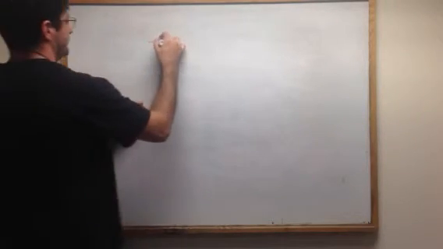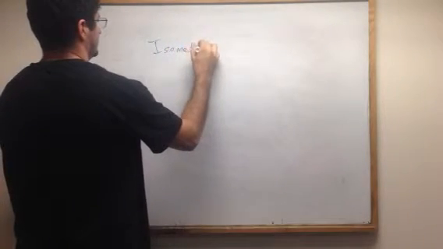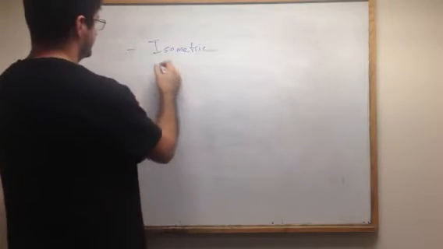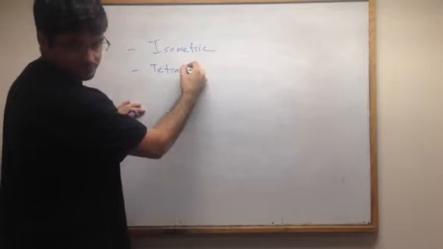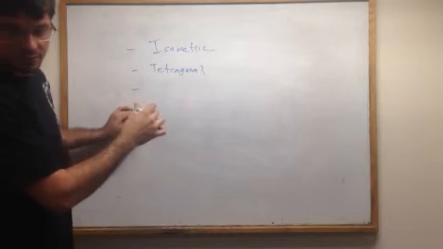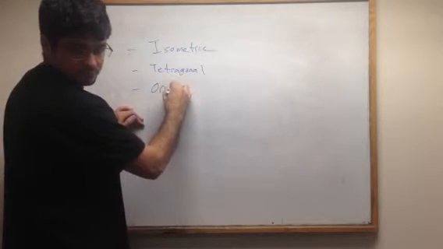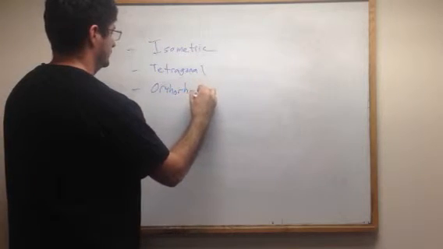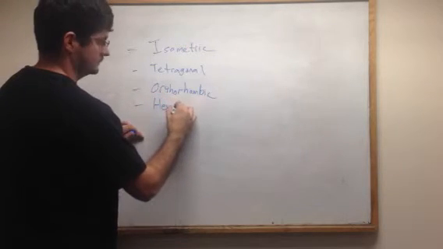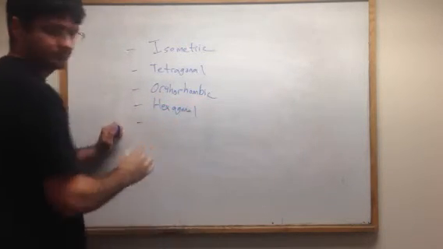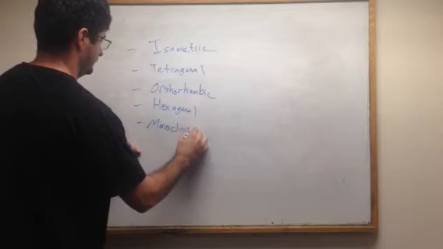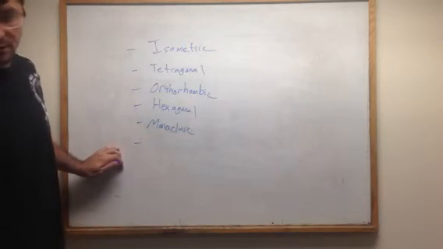You have isometric, tetragonal, orthorhombic, hexagonal, monoclinic, and triclinic.